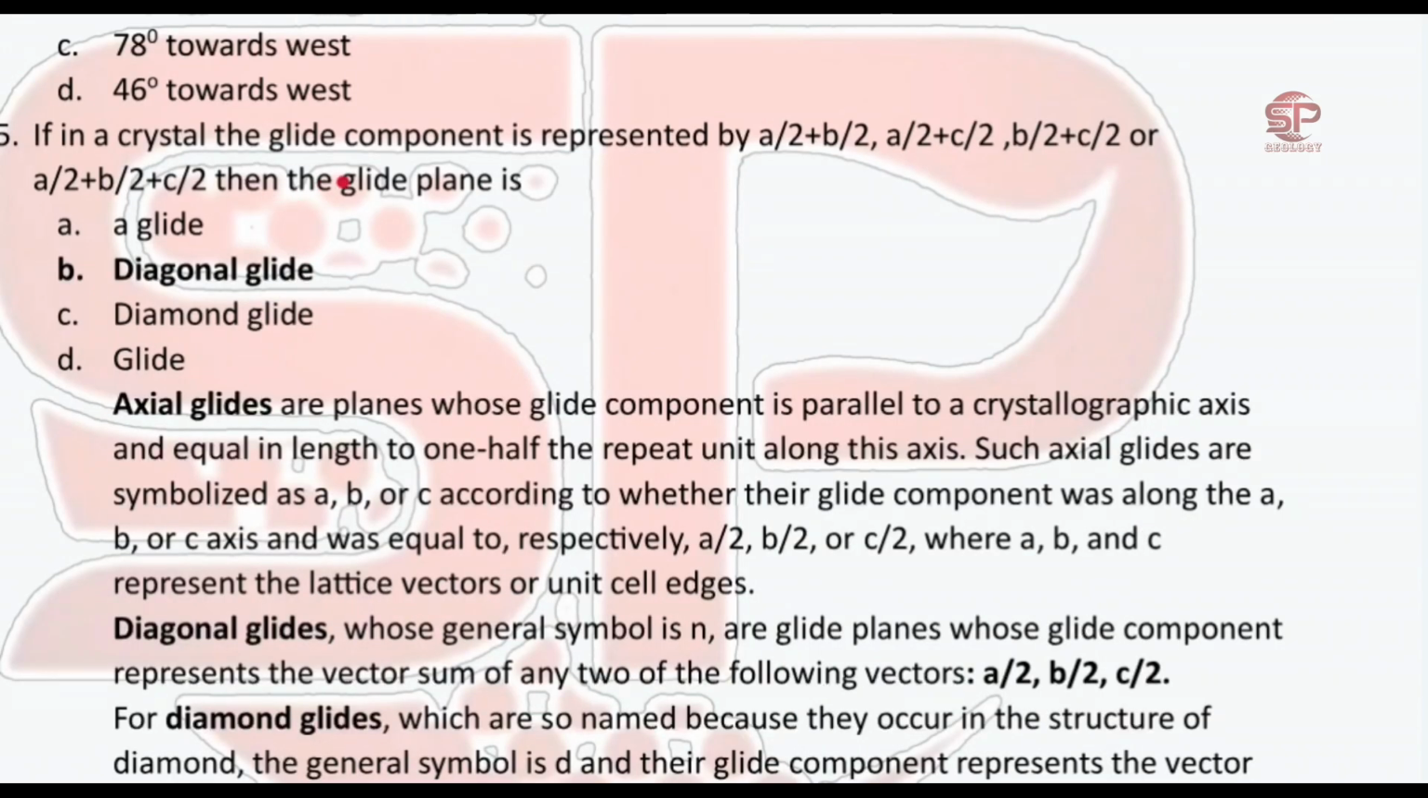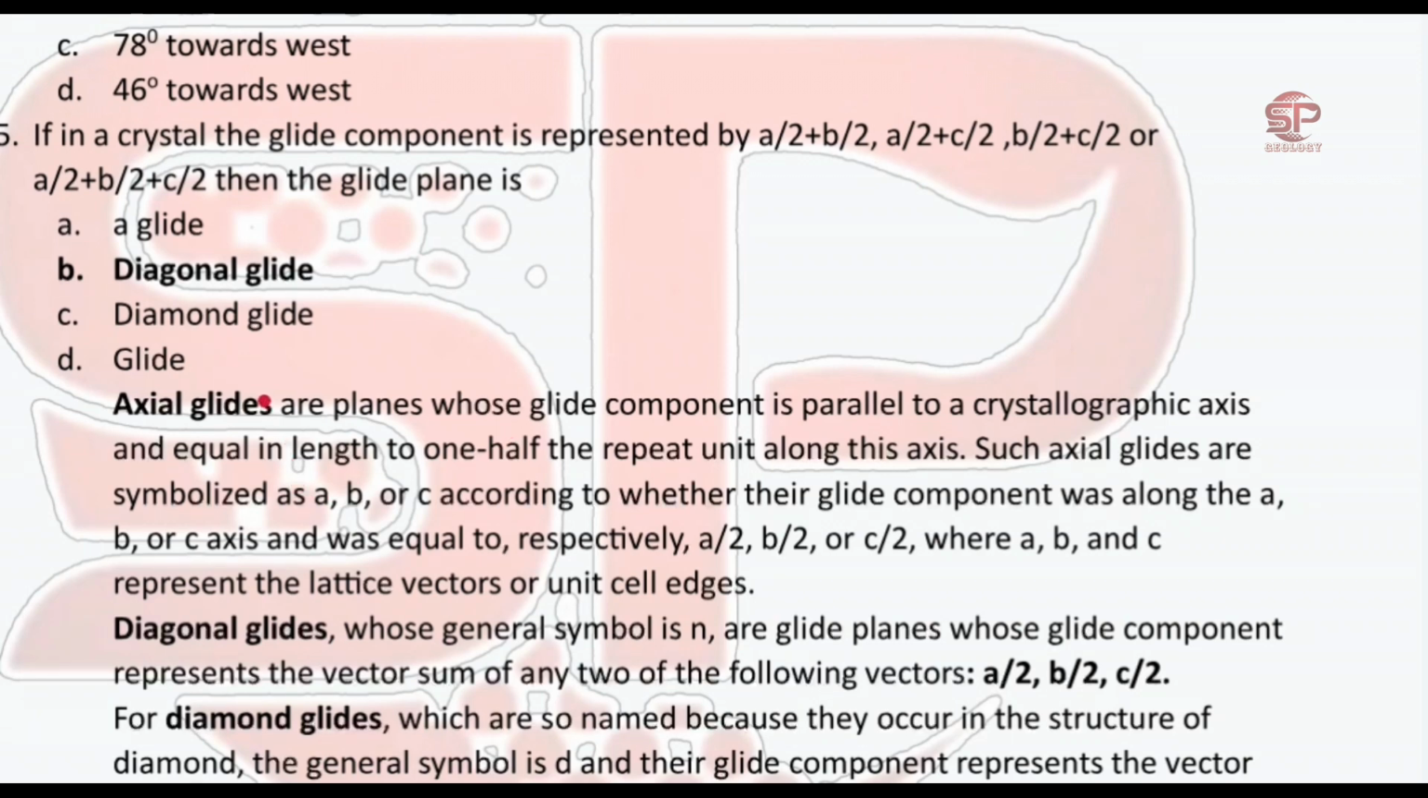Next, if in a crystal the glide component is represented by A by 2 plus B by 2, or A by 2 plus C by 2, or B by 2 plus C by 2, then what is the glide plane? Glide planes are a combination operation: a translation plus a mirror plane. So we represent three types of glide.